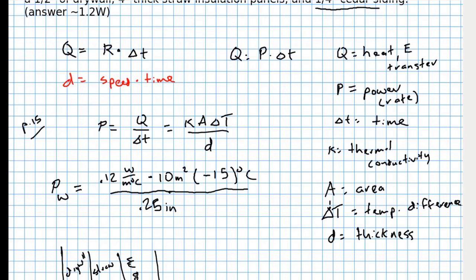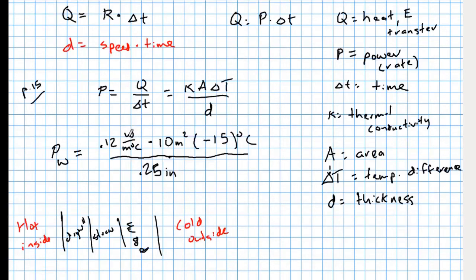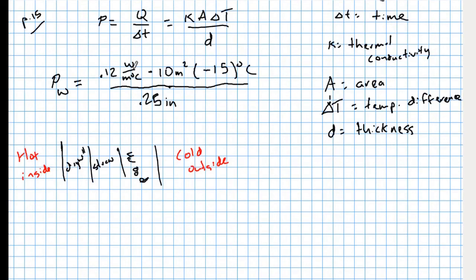So the energy to cool the house from the outside has to flow out of the house. We've got hot inside, cold outside. And that energy has got to flow through all three of those materials, and each one of them is going to slow it down. So we've got energy going through the drywall, then through the straw, then through the wood, and then out, and that will slowly cool the house down, unless you have a heater on inside to keep it warm.